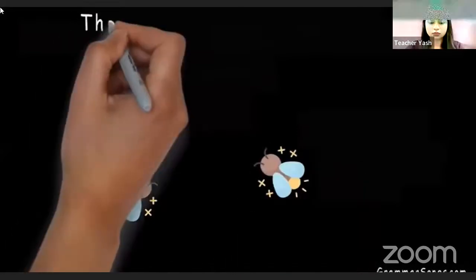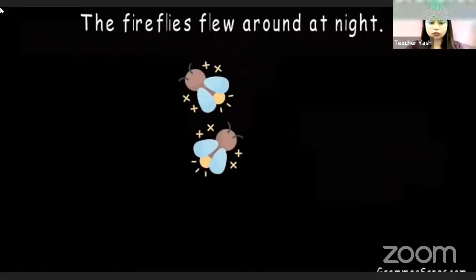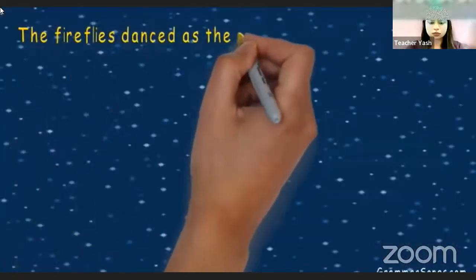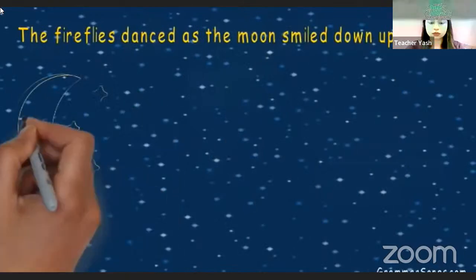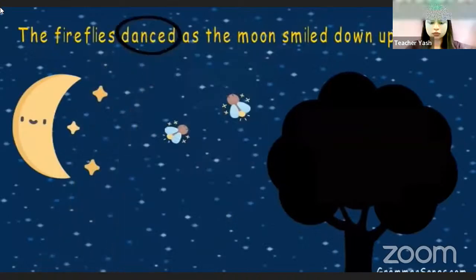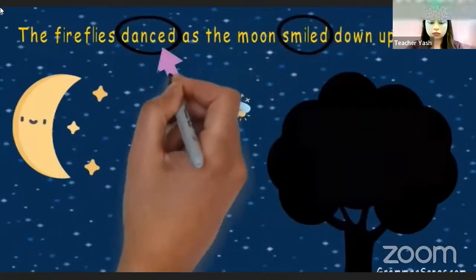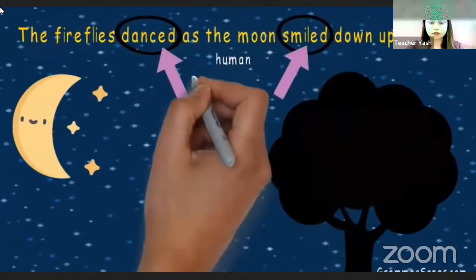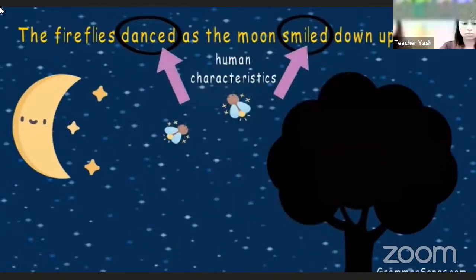For example, I could write, "The fireflies flew around at night," and my reader would get the general idea of what was happening. But if I write, "The fireflies danced as the moon smiled down upon them," I send a more vivid message for my reader. Fireflies don't dance, and the moon doesn't smile, but this descriptive use of personification gives human characteristics to both the fireflies and the moon, creating a better image for my reader.